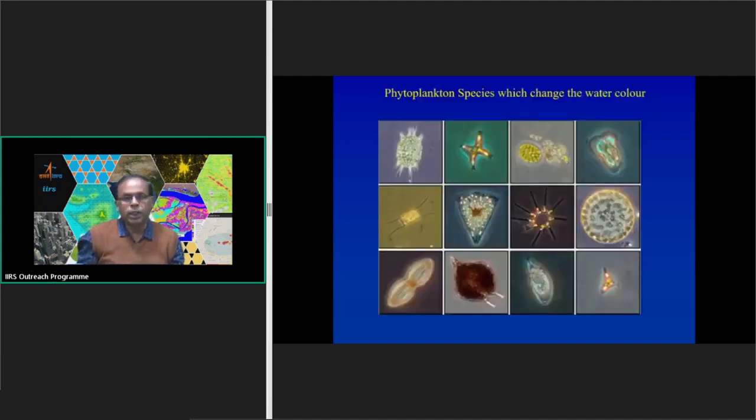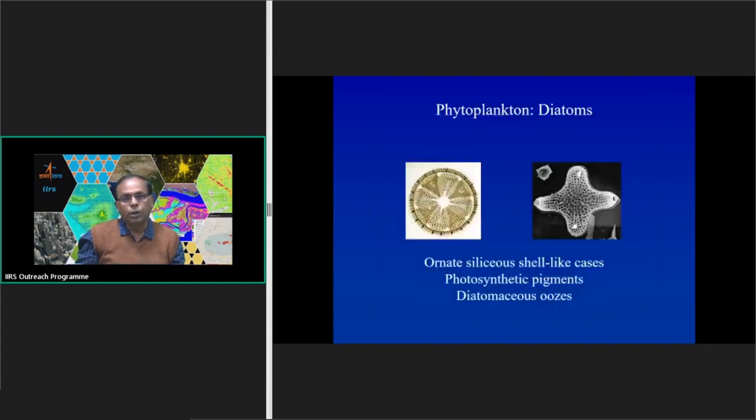So now we will study about the phytoplankton. This slide shows you different phytoplankton species, and they have different shapes and sizes. And what they do, they absorb the solar radiation, and they utilize the photons for photosynthesis. They are basically divided into two parts, that is diatoms, and next one is dinoflagellates.